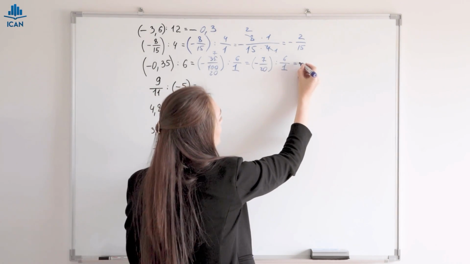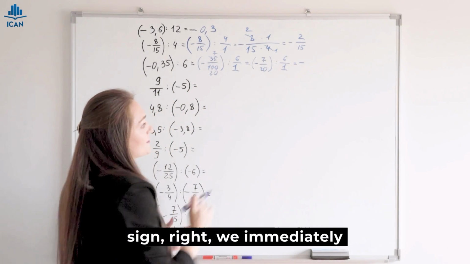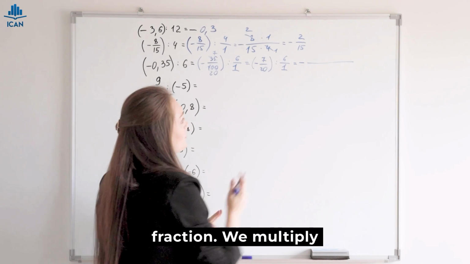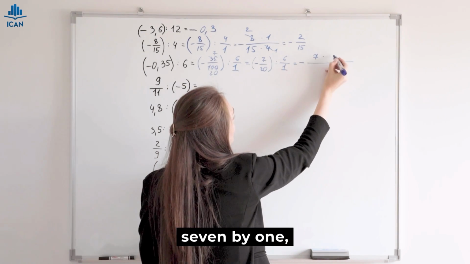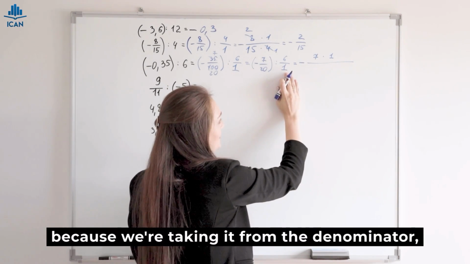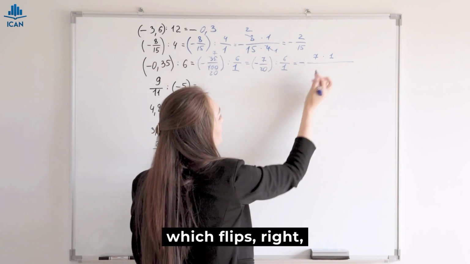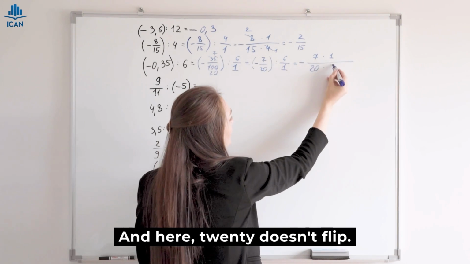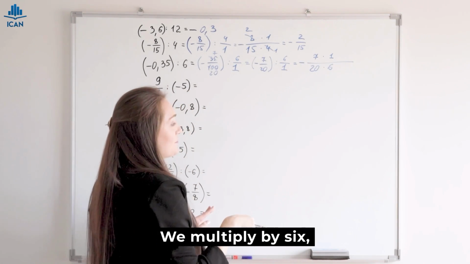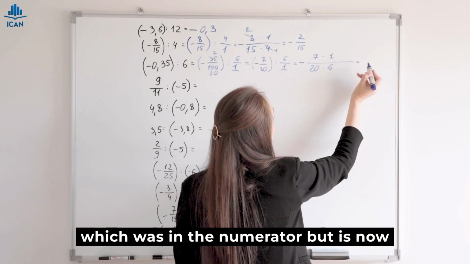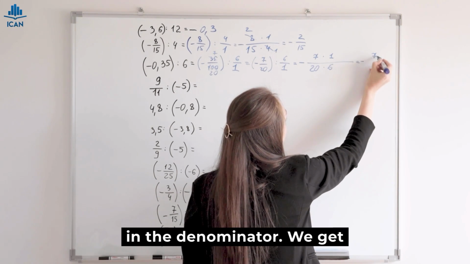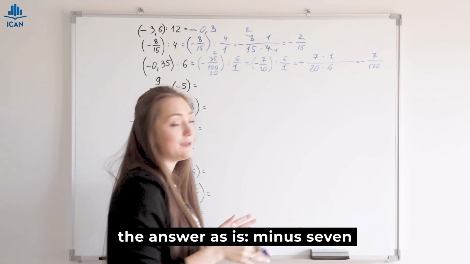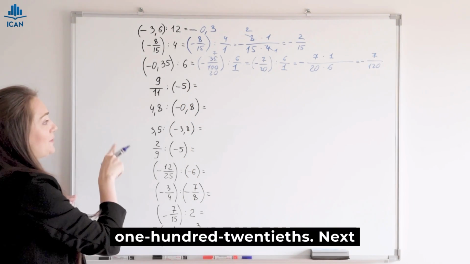Okay, let's take a look. First we take out the minus sign, right? We immediately take it out and then work with the long fraction. We multiply 7 by 1 because we're taking it from the denominator, which flips, right, this fraction. And here 20 doesn't flip. We multiply by 6, which was in the numerator but is now in the denominator. We get minus 7, and here it's 120. We leave the answer as is, minus 7 120ths.